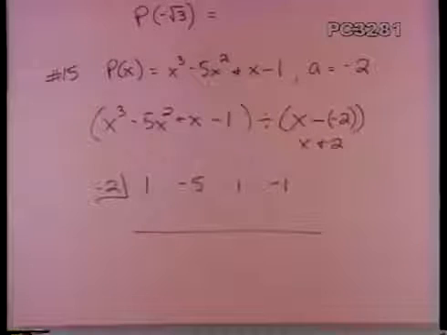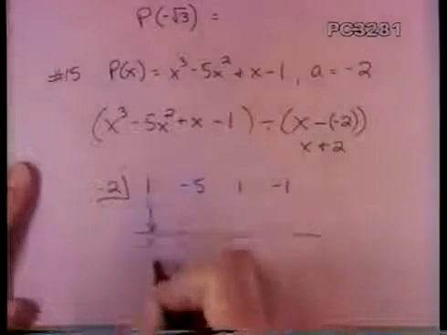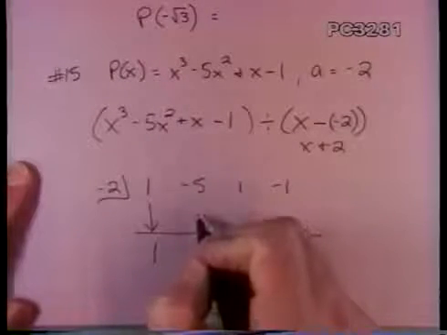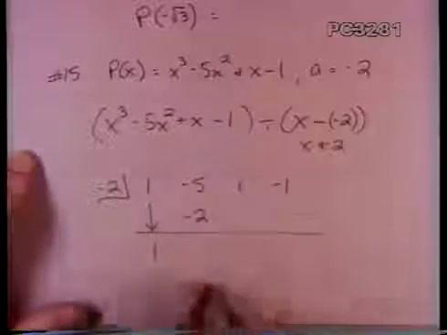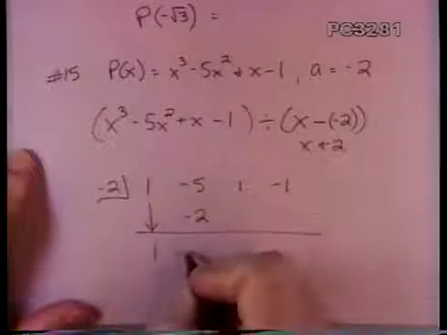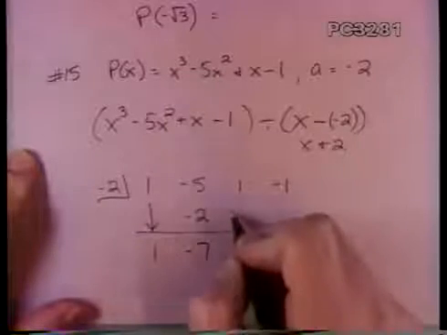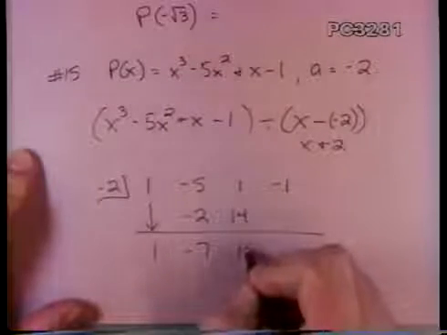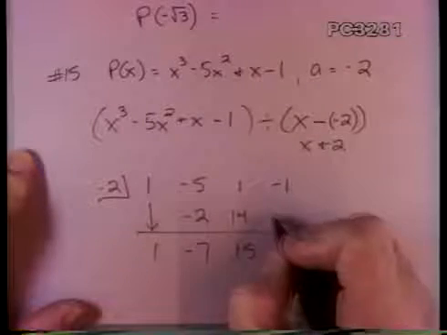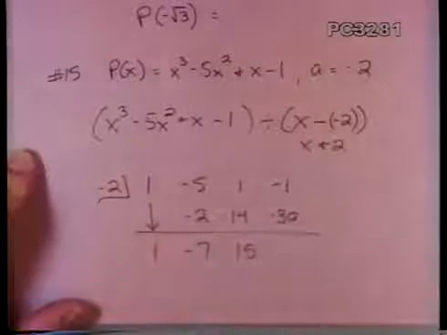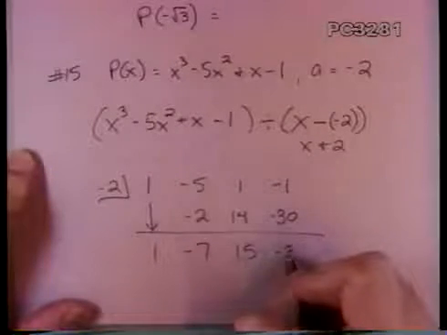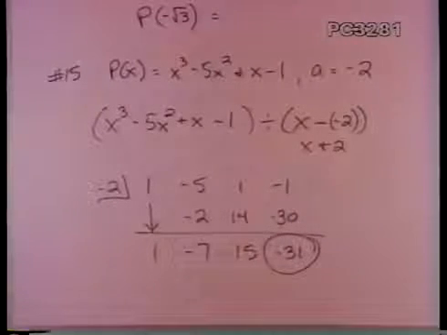All right, the majority of you are getting the correct answer here, which is negative 31. So you bring that down, that's 1. Negative 2 times 1 is negative 2. Minus 5 gives you negative 7. Negative 2 times negative 7 gives you plus 14. 14 plus 1 is 15. Negative 2 times 15 is negative 30. Minus 1 gives you negative 31. There is your remainder. So that would have been the answer.